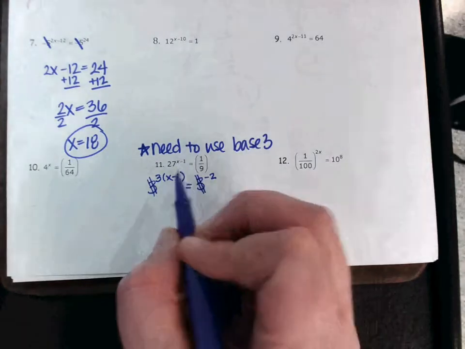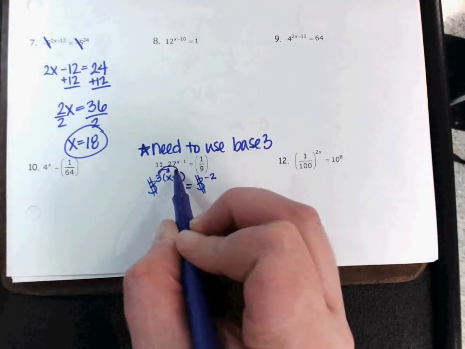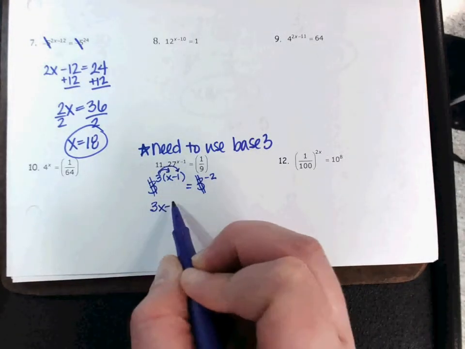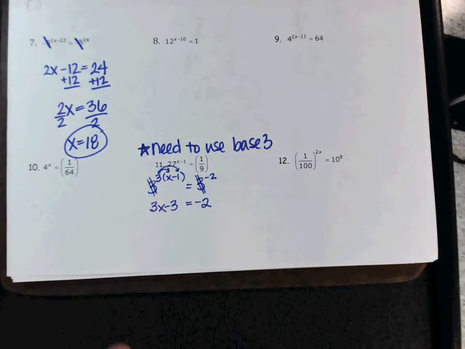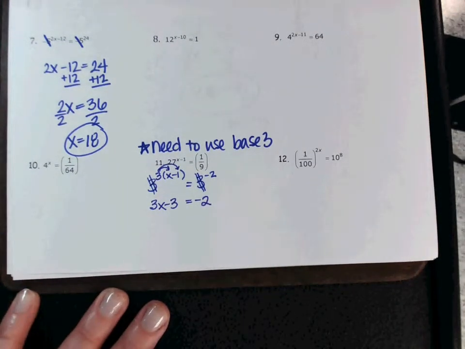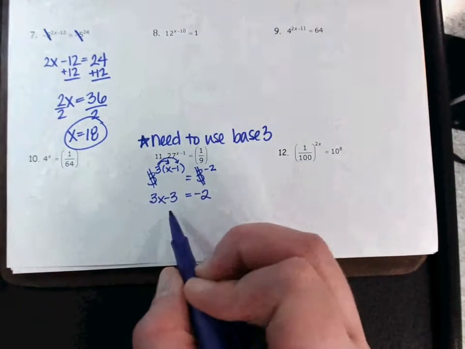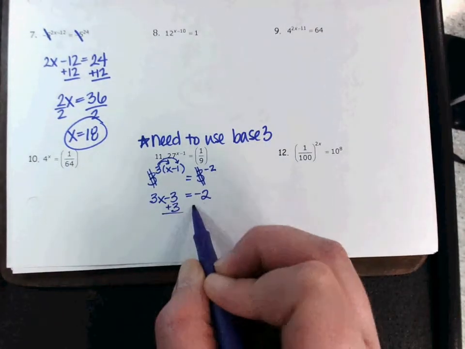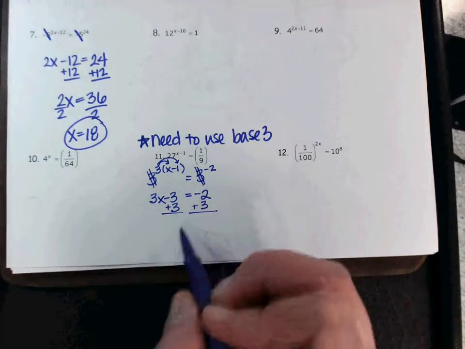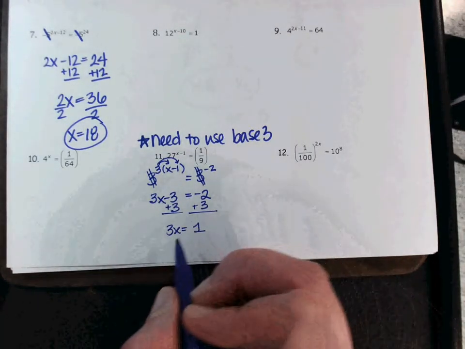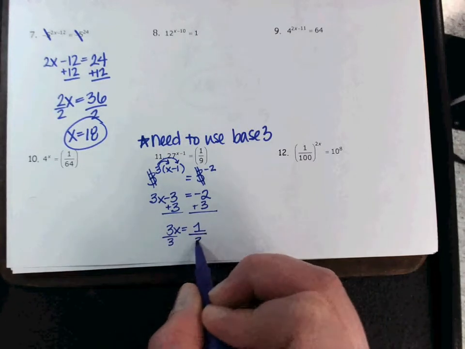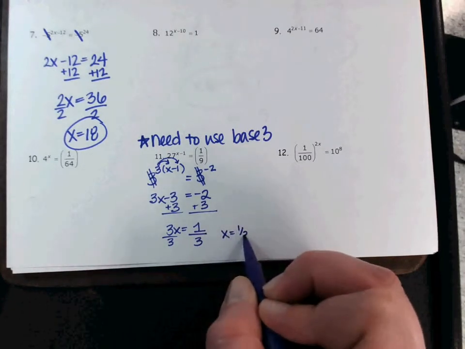Okay, so 3x minus 3 on this side. I'm going to add the 3 across. Is it a positive or a negative 1 on the other side, though? Okay, so 3x is positive 1. Then I divide by 3. So it's 1/3, correct. Okay?